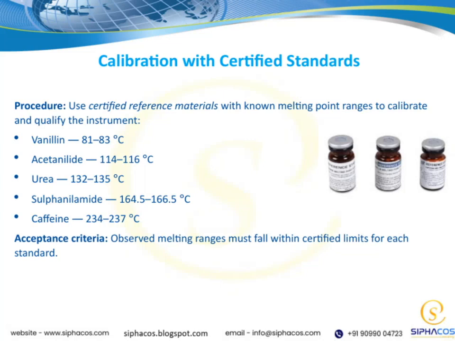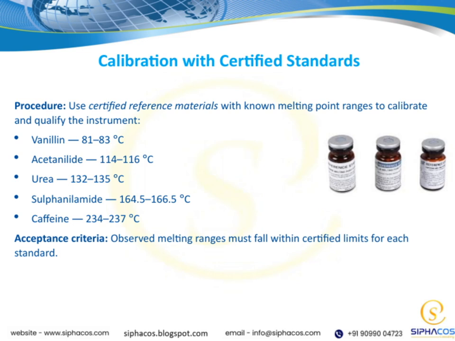Now, let's talk about calibration with certified standards. The key here is to use reference materials that have precisely known melting point ranges. This helps us ensure our instrument is accurate and reliable. For example, we use vanillin, which has a melting point range of 81 to 83 degrees Celsius, or acetanilide at 114 to 116 degrees. Urea melts between 132 and 135 degrees, sulfanilamide from 164.5 to 166.5, and caffeine from 234 to 237 degrees.